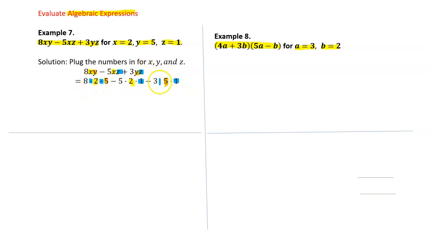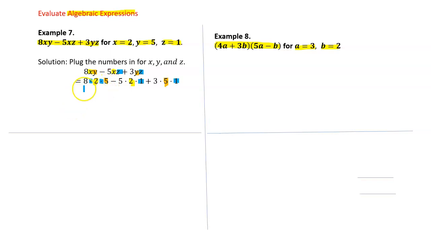After we plug in numbers, now we're going to follow the order of operations. We have a bunch of multiplications, and we have a subtraction here and an addition here, and we know multiplication has higher priority than subtraction and addition. So let's work out all the multiplications. We can now go a little faster. 8 times 2 times 5.